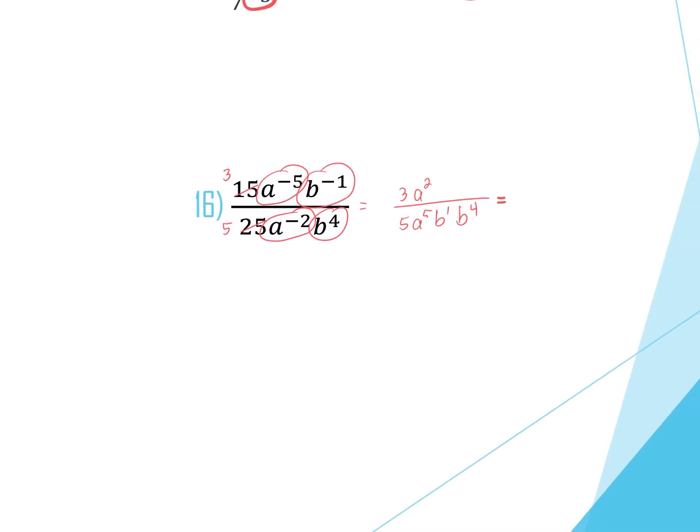So now when I go to simplify, I'm going to look at this and I see that I have an a squared up top, an a to the 5th at the bottom, which means I'm going to have 3 a's left over at the bottom. Or again, a to the 2 minus 5, which is a to the negative 3, which means a to the 3rd at the bottom. And then my b's, b to the 1, b to the 4 is going to equal b to the 5th at the bottom. So this ends up being 3 over 5 a cubed b to the 5th.